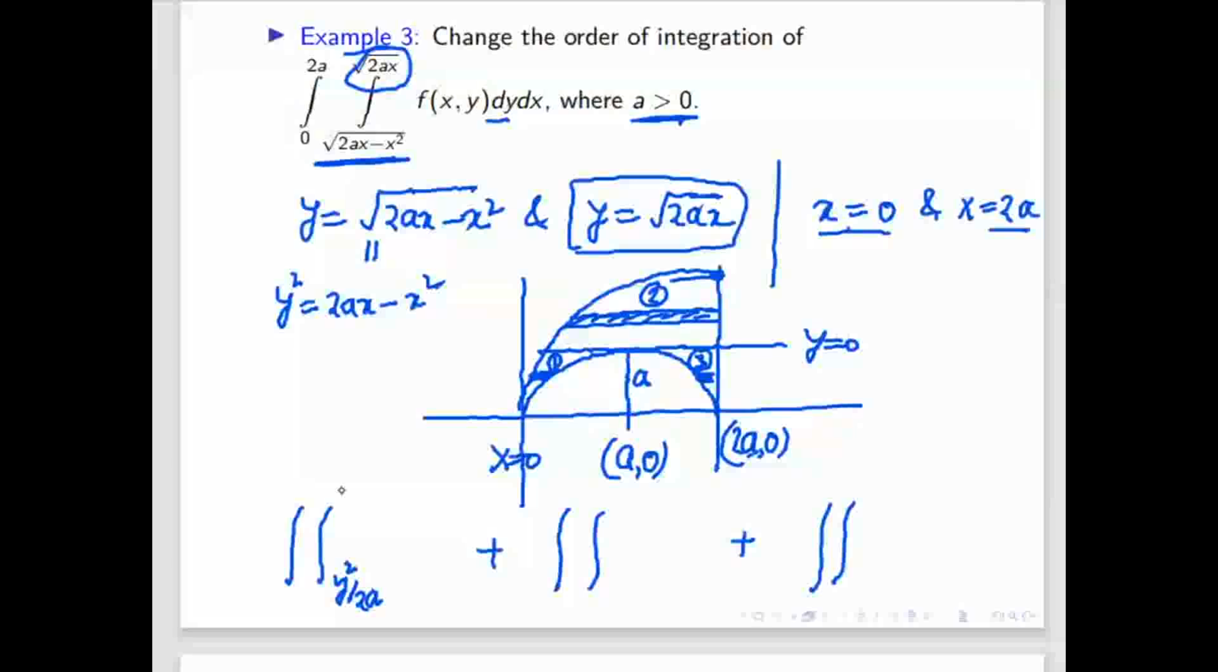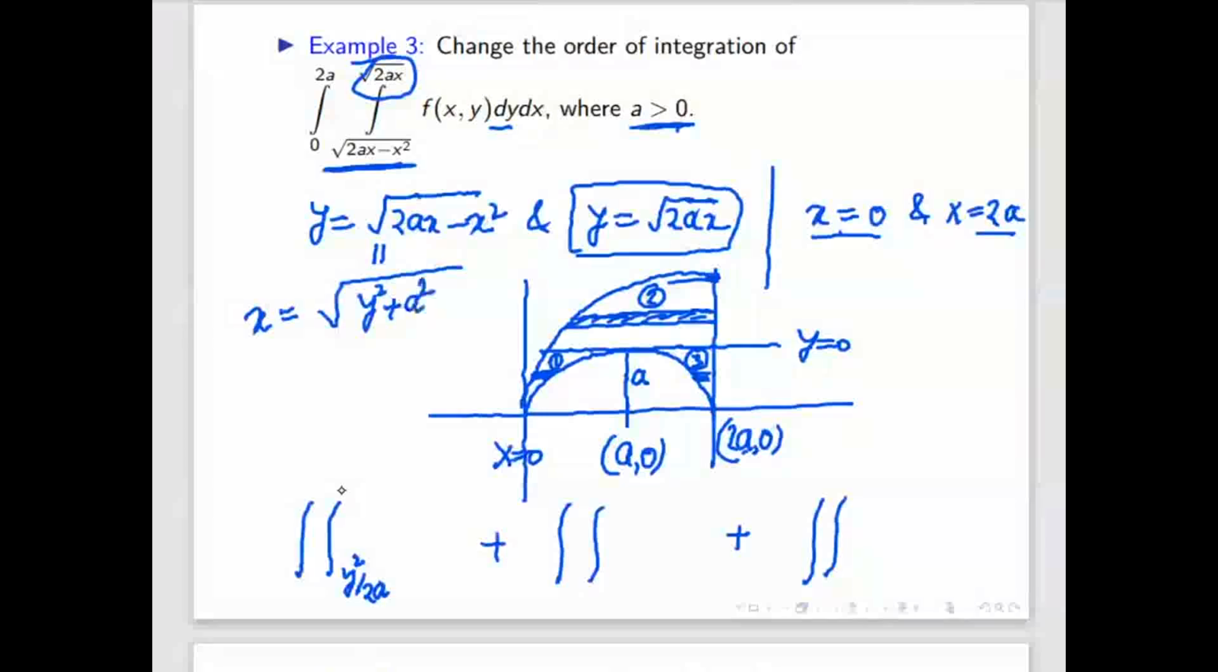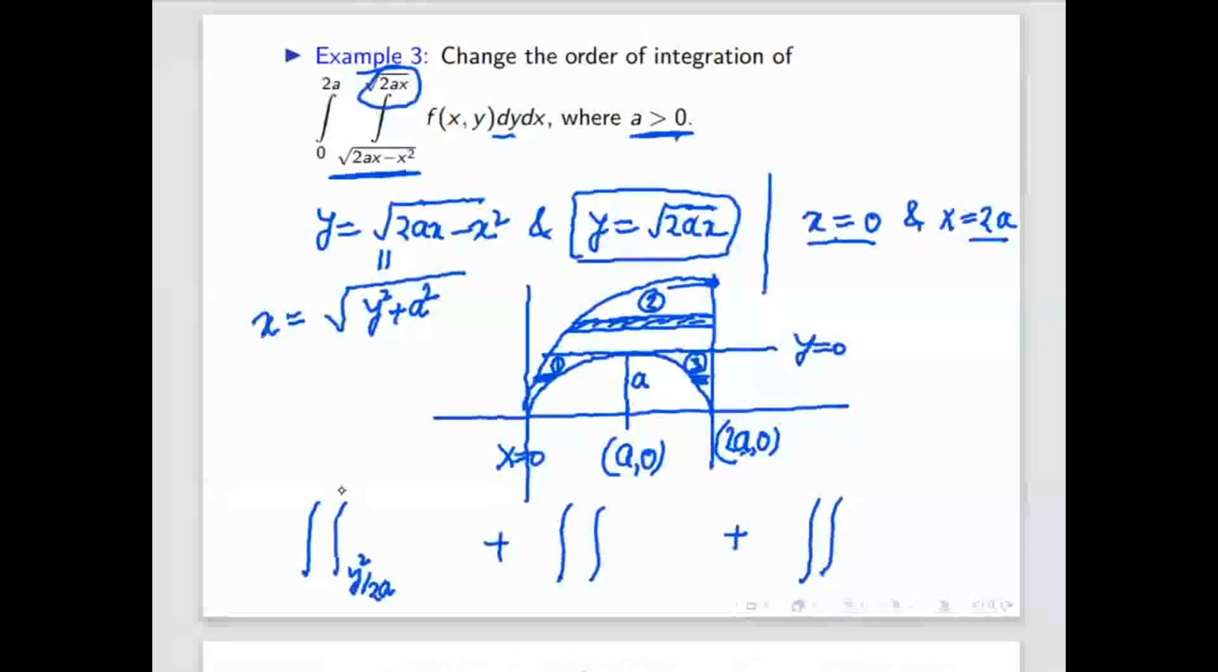So from here, what is the value of x? Can we write it like this? This is x minus a whole square, something we can write in the form of a circle. Root over a square minus y square, plus or minus a. Okay, so tell me what is the value of x? x equals root over a square minus y square, minus a.